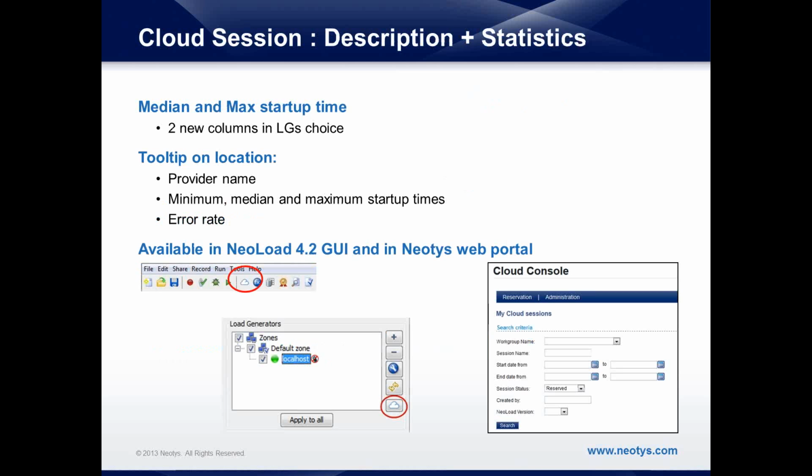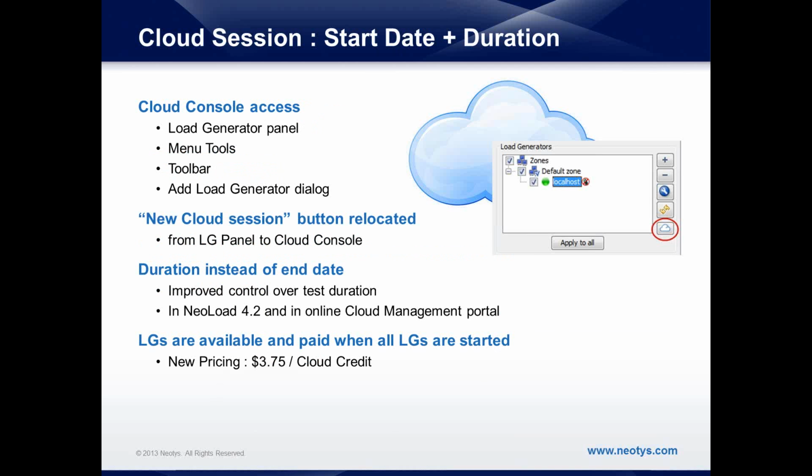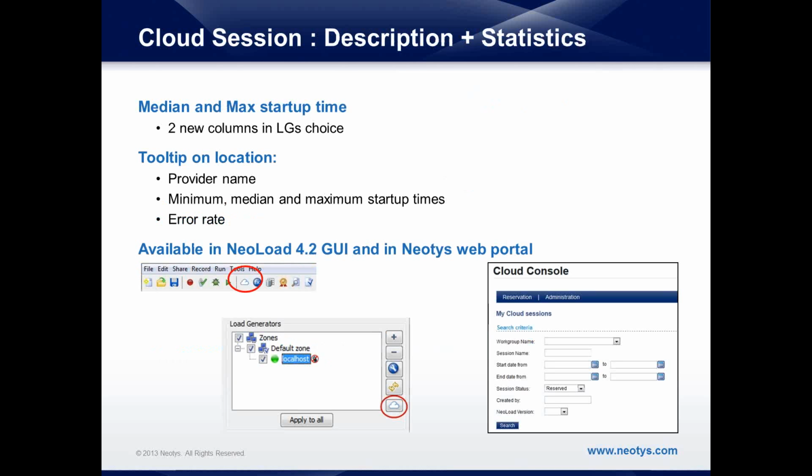We do have a new pricing as well, which is much more affordable than before, as you'll see just here, it's $3.75. You'll have the conversion rate on the slide after, which is now a unique price for the cloud credit, something much cheaper than what we provided before.